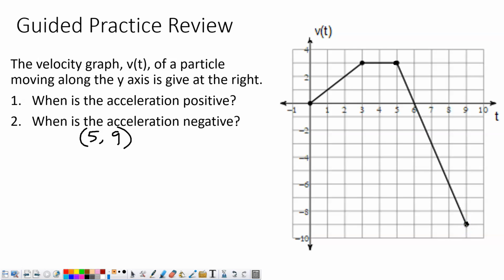Yeah? Do you have to write it in the parentheses like that, or could you put 5 to 9? Yeah, you could do that. You could say it like that. So that would be because v prime, which is the acceleration, is less than 0. We have a negative slope at that point.